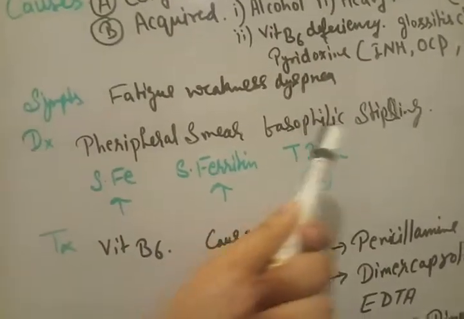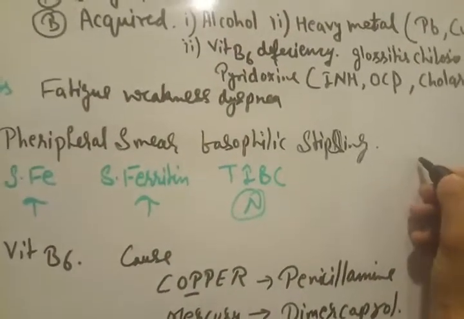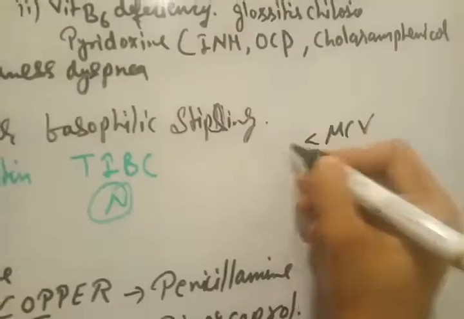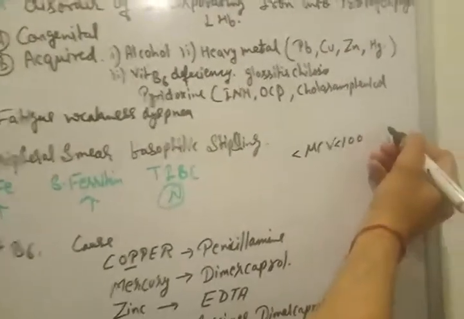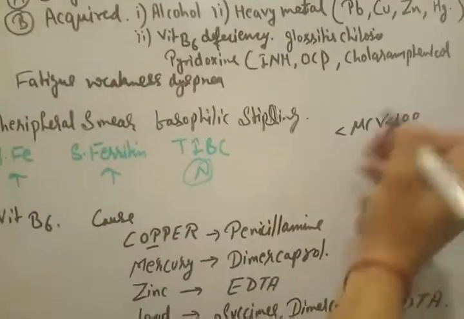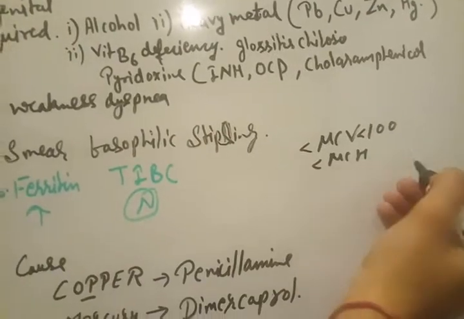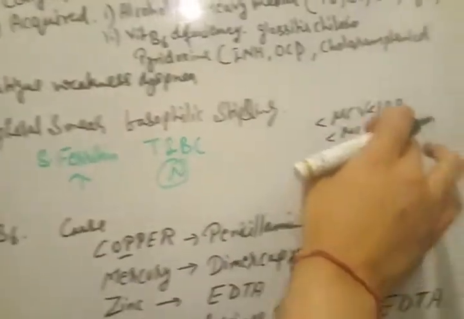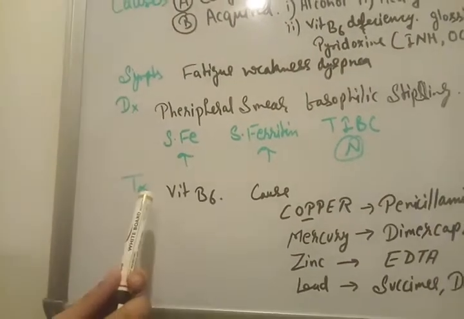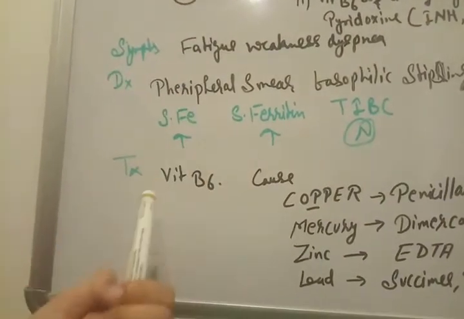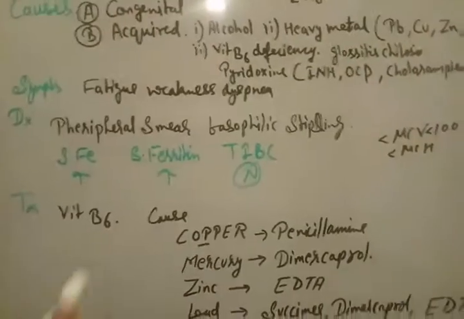And here we can see basophilic stippling. In this anemia, the MCV, mean corpuscular volume, is less than 100, guys. That's why it's microcytic. MCH, mean corpuscular hemoglobin, is also low. So it is hypochromic and microcytic anemia, this is one classification. And how to treat? We use vitamin B6, because there is a deficiency of vitamin B6. We also need to treat the cause.